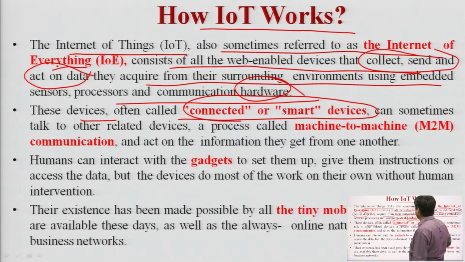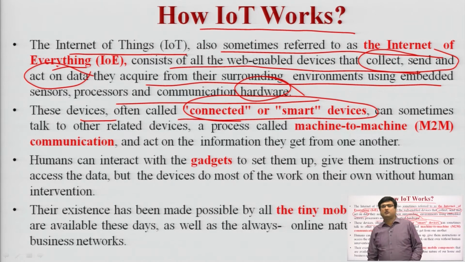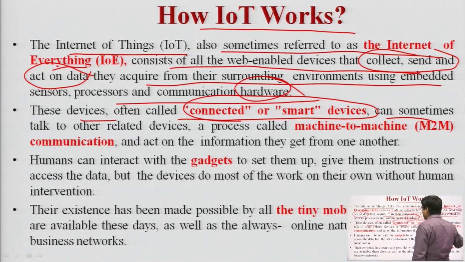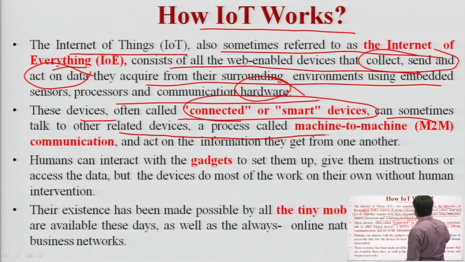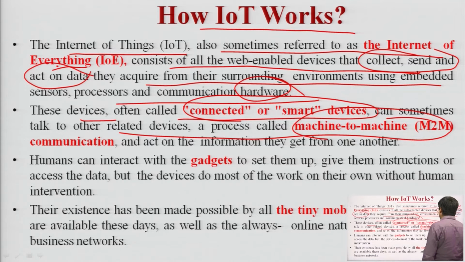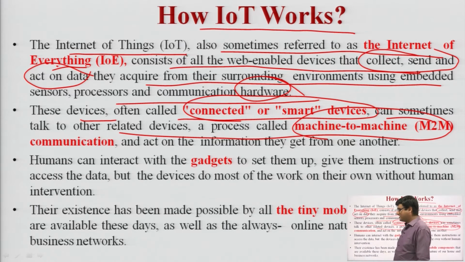Why are they called smart devices? They are capable of sending data whenever needed by the human being. They can sometimes talk to other related devices, a process called machine to machine communication. So in three words we can say that IoT is basically machine to machine communication. Machines like our smartphones, washing machine and microwave oven are all smart enough, and all are objects or things connected wirelessly to a machine at some remote location.